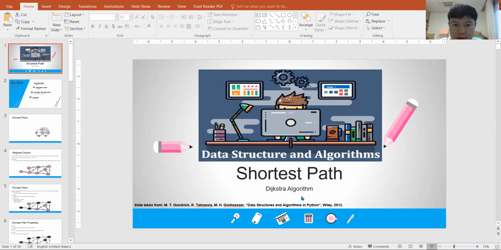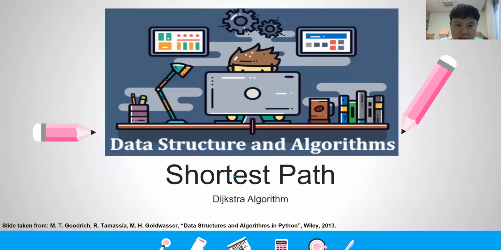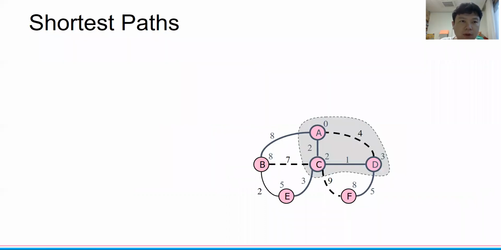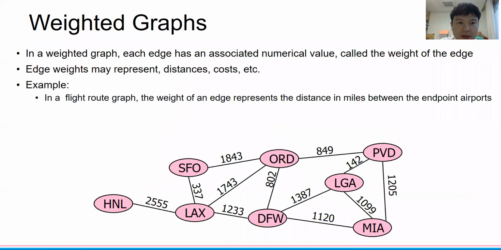So let's check what is the inside of the shortest path algorithm, and in particular I will explain the Dijkstra algorithm, and there are some other algorithms. Before I explain about the algorithm, I would like to explain about what is weighted graph and the shortest path algorithm itself, and some examples. Yeah, this is about the shortest path.